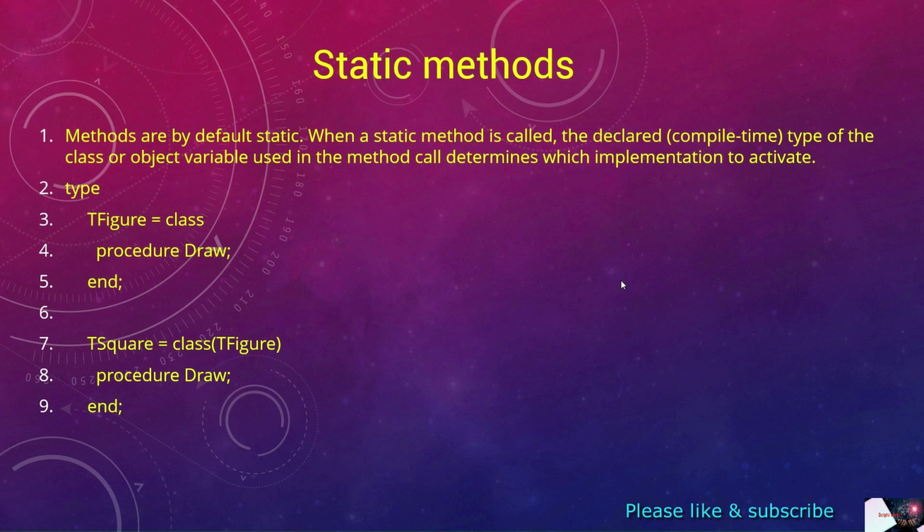Method binding is static by default. When a static method is called, the declared compile time type of the class or object variable used in the method call determines which implementation is activated. So in the static binding, it will be determined by the class variable with which we are creating the object. So here, for example, I have created one TFigure class and a draw method. I created one TSquare class and we are inheriting the TFigure class here. Okay, the same method, I'm writing the draw method here.